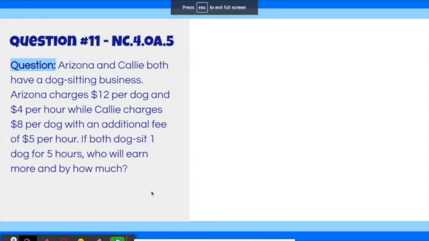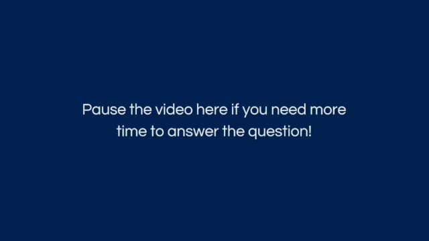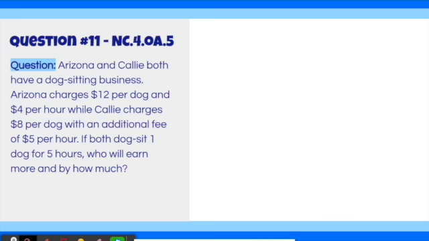Question number 11. Arizona and Cali both have a dog sitting business. Arizona charges $12 per dog and $4 per hour, while Cali charges $8 per dog with an additional fee of $5 per hour. If both of them dog sit for one dog for 5 hours, who will earn more and by how much? Okay, so pause the video here if you need more time with this question. The answer to this question is Cali will earn $1 more.